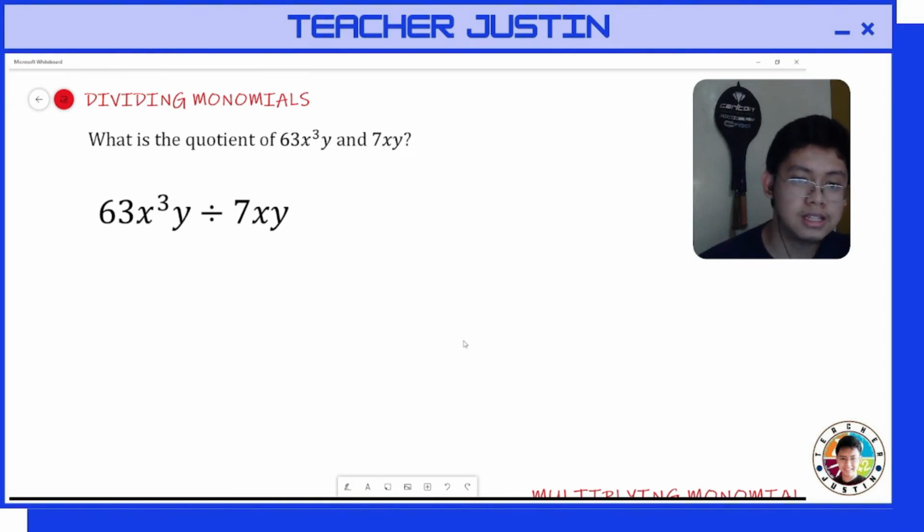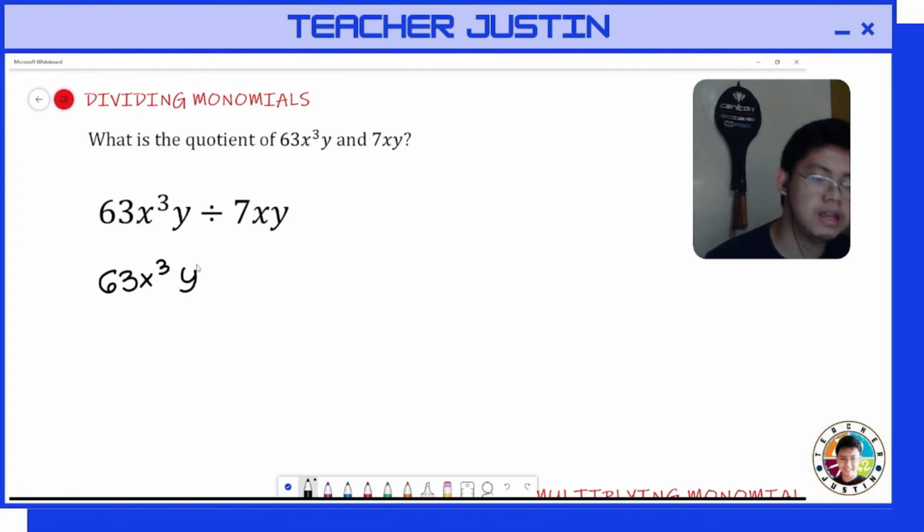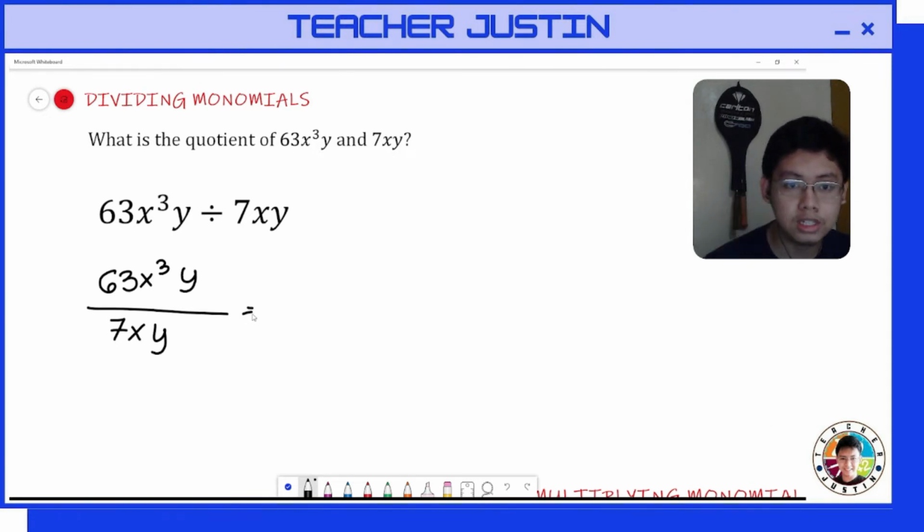Wherein we can rewrite this into a fraction form since we're dealing with dividing. So let's rewrite this into fraction form so it is easier to simplify our monomials. So 63x raised to 3y will be our numerator, and our denominator will be our divisor, which is 7xy. And from there, we will simplify this fraction by dividing the coefficient by the coefficient, variables by the variable, and applying the laws of exponent, which is the quotient rule.